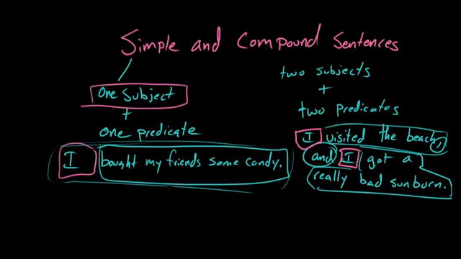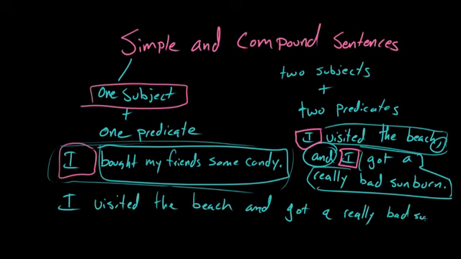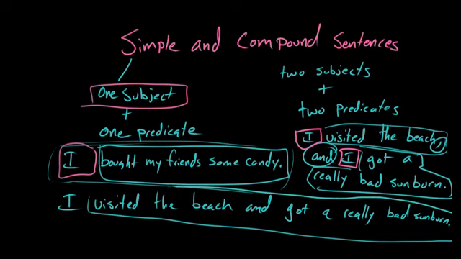So Paige, I'm looking at this and I see I twice. What if I wanted to condense this sentence further? Is this a simple sentence or a compound sentence? Because this looks like what you would call a compound predicate. Right. Since there's only one subject in this sentence, there's only I, and it's only said once, right? You don't have I visited the beach and I got a really bad sunburn. That whole thing, visited the beach and got a really bad sunburn, you're right, it is a compound predicate.